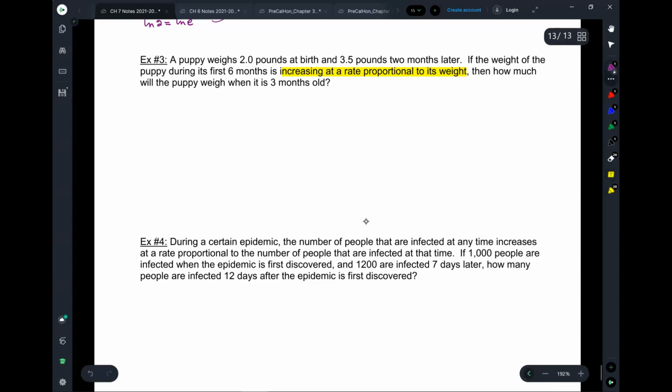We're going to use W for weight. So that highlighted phrase says the rate of change of the weight is equal to k times W. It's proportional to its weight. That immediately tells me that the solution to this is W equals W naught e to the kt. Do you see how it works? Okay, so to do this, we first have to find k.